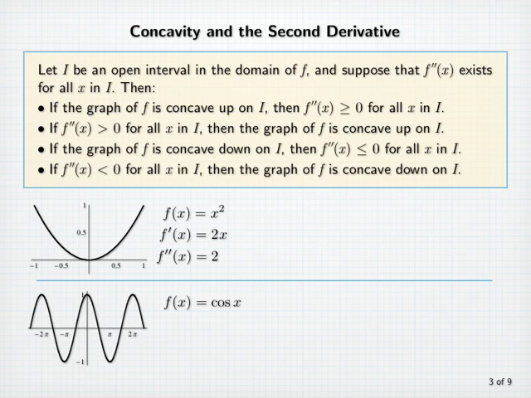Now consider f of x equals cosine x. f prime of x is minus sine x, and f double prime of x is minus cosine x. Now notice that f double prime of x is just the negative of f of x. So wherever the function is positive, the second derivative is negative, and the graph is concave down. And wherever the function is negative, the second derivative is positive, and the graph is concave up.